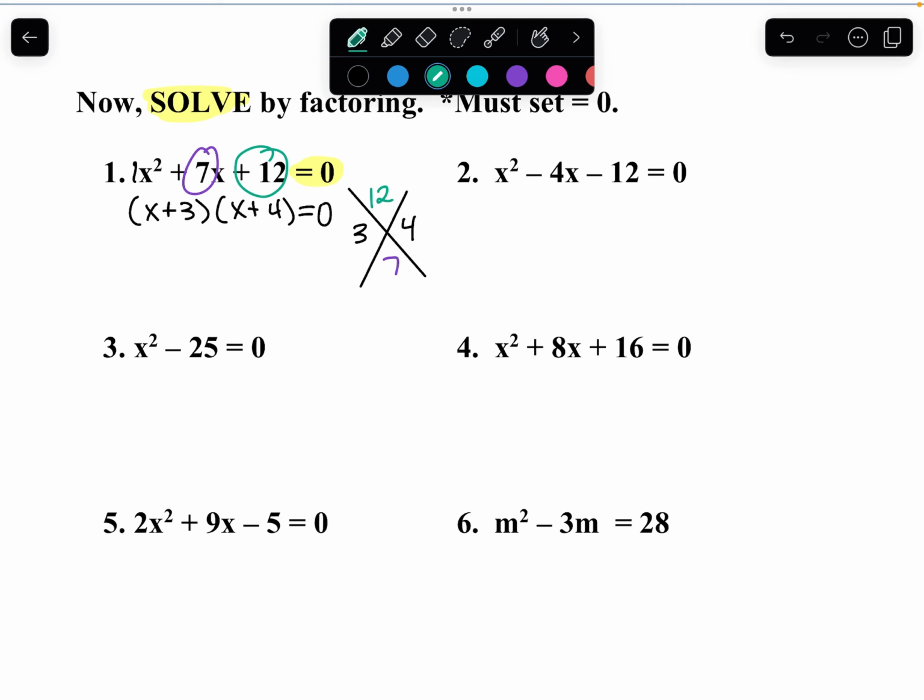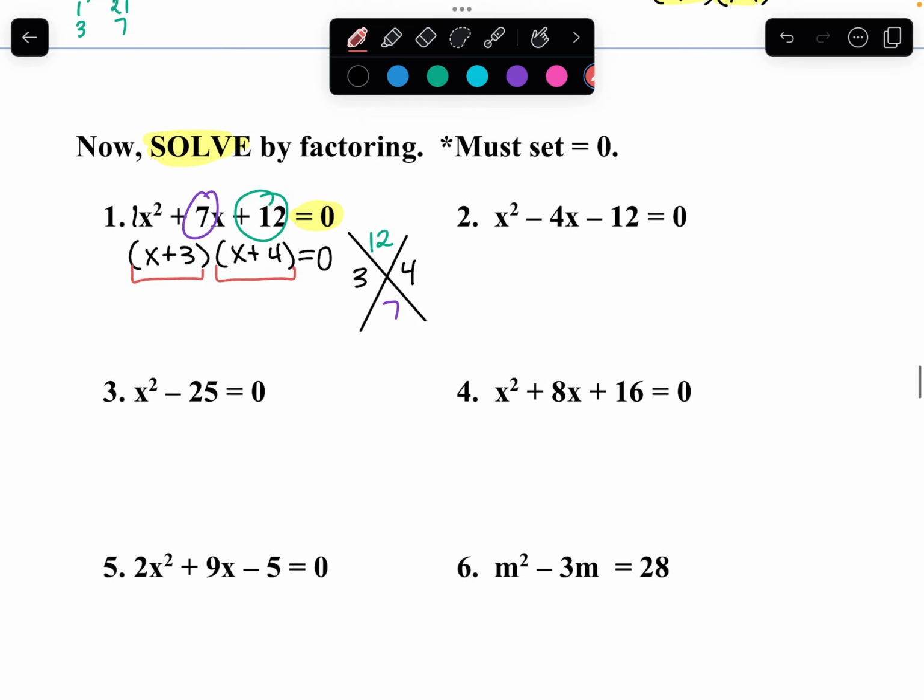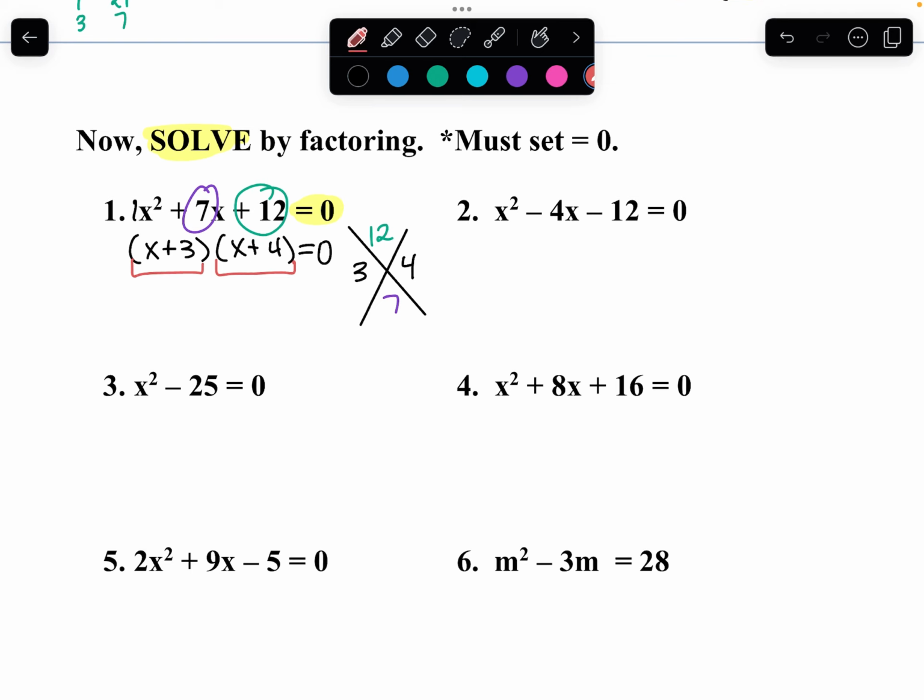And so the point of having linear factors set equal to 0 is if you have a product that equals 0, that means one of your factors had to have been 0. If you multiply two things and get 0, one of those things must have been 0. And so these parentheses, these are your factors. These are not your solutions. Your solutions come from setting each factor equal to 0 and then solving. So in this case, we get x equals negative 3. In this case, we get x equals negative 4 as our solutions.